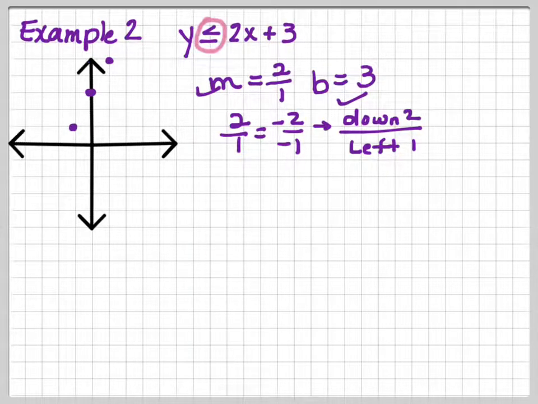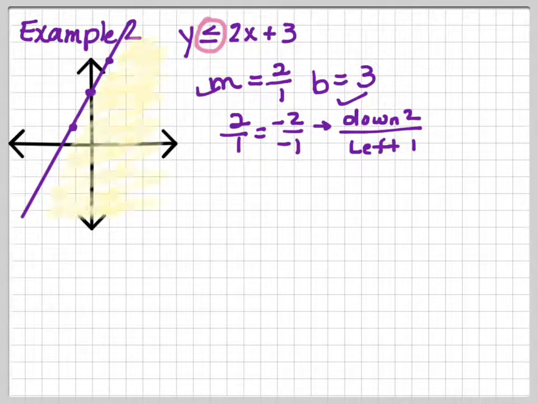Now take a look at our little inequality sign. It has an equal with it, so we're going to draw a solid line, and it's less than, so we're going to shade below. See how y is getting smaller on that side.